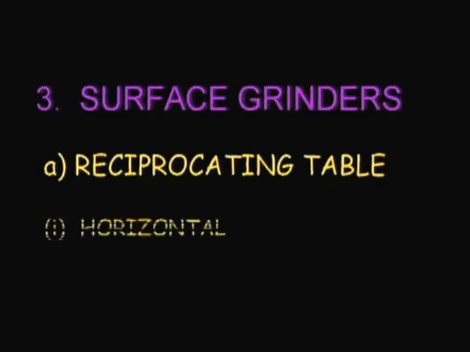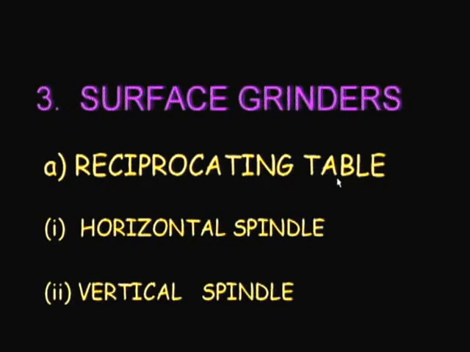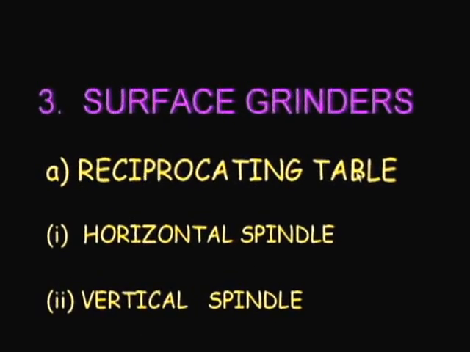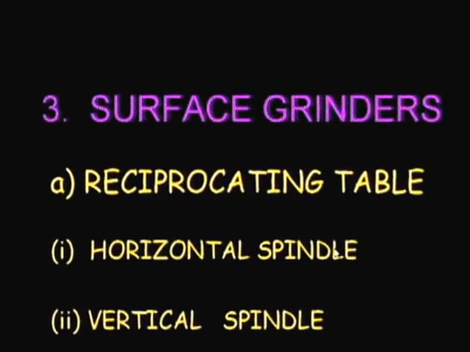Next is surface grinding. Compared to the others, here the amount of stock removal is more and the process can be done at speed through surface grinding. There are two types, reciprocating table and rotary table. In the reciprocating table, the spindle might be horizontal or vertical: horizontal spindle, reciprocating table is one type of machine, and vertical spindle, reciprocating table is another classification.